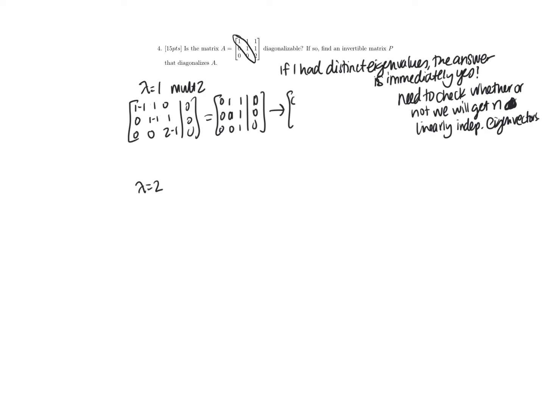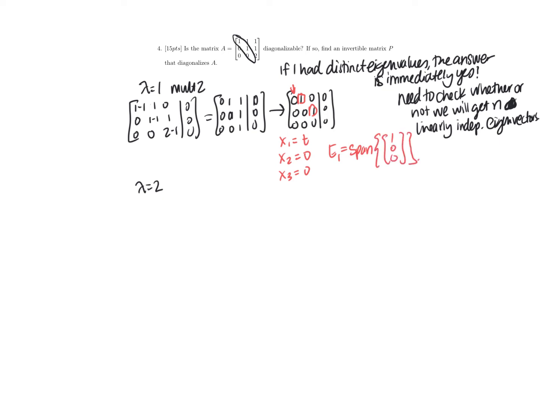Which goes to 0, 1, 0, 0, 0, 1, 0, 0, 0. So I can see my pivots are here and here, which means this is my free variable. So I'm going to say x1 equals t, x2 is equal to 0, and x3 is also equal to 0 because I have x2 here equals 0. So the eigenspace related to 1 is equal to the span of the vector 1, 0, 0.